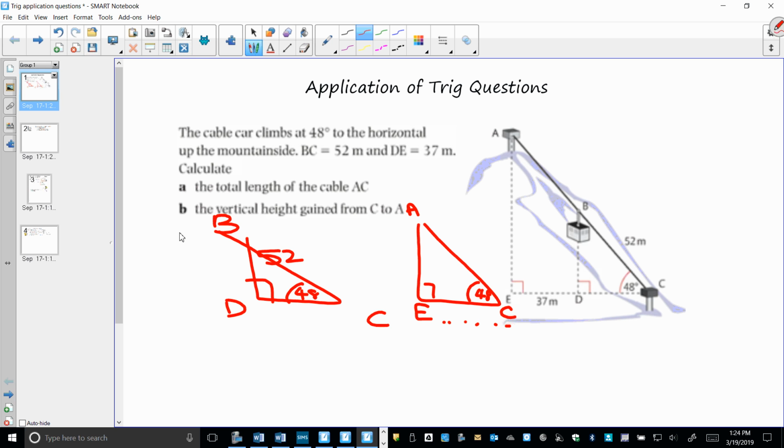If we found length DC, in other words, this big bit here, we could then label in my big triangle this length, because we can add the 37 to it. Because we're trying to find this length here, we need to have some information that we can use in this one. And at the moment we've got nothing. We've got just a little portion of it, and we've got a little portion of that.